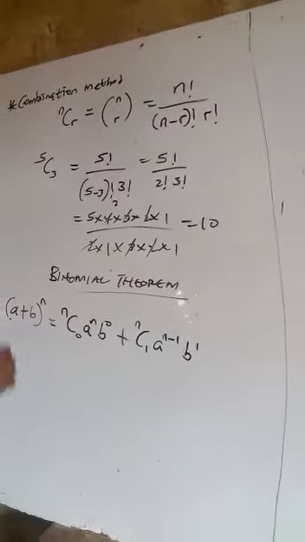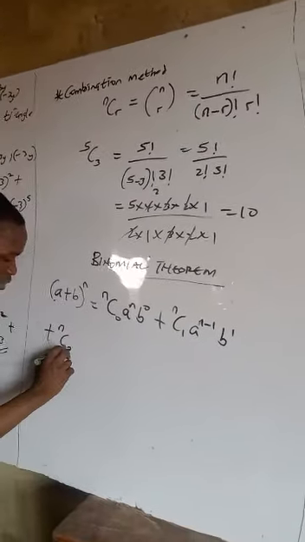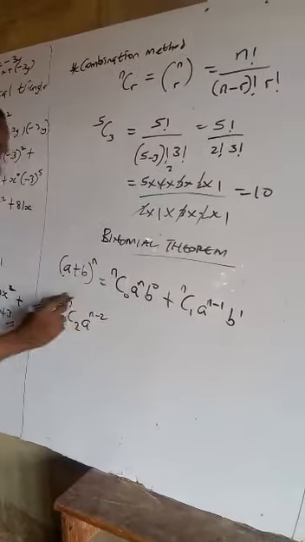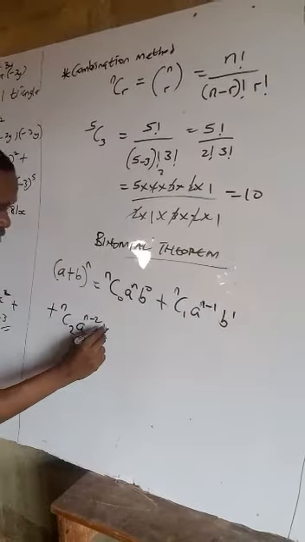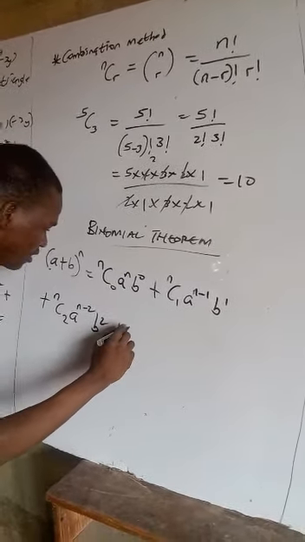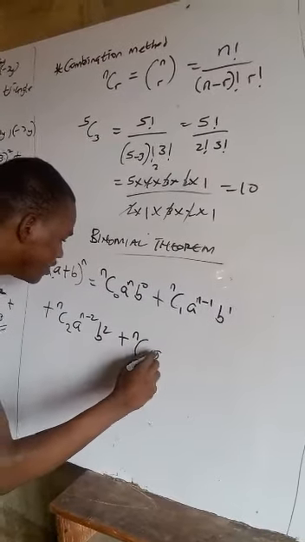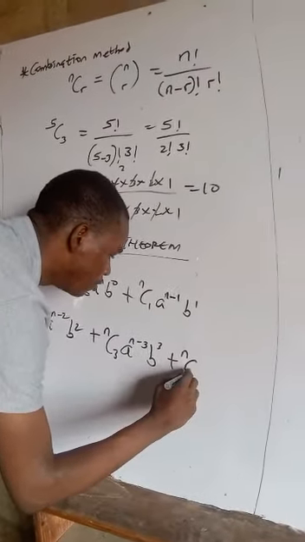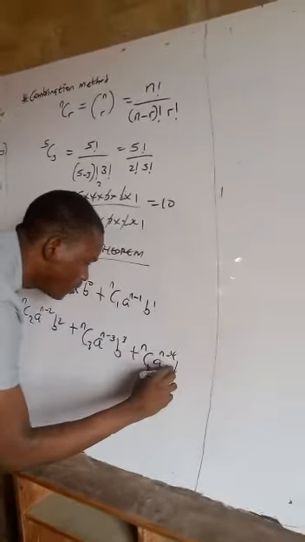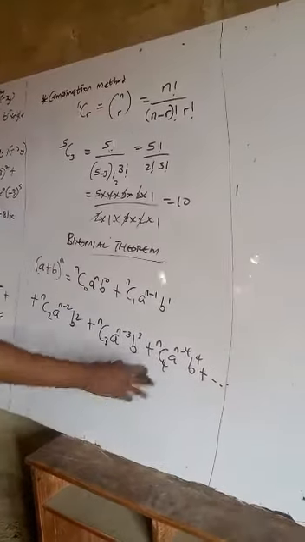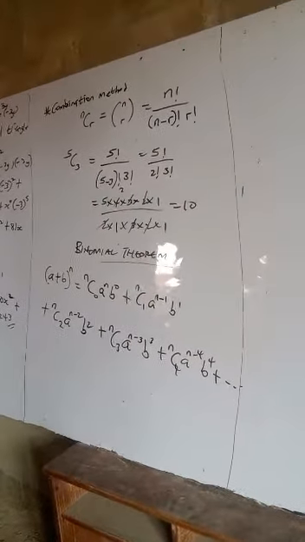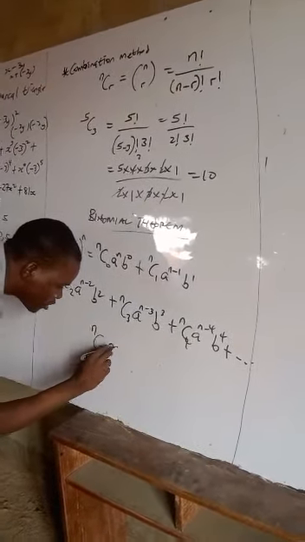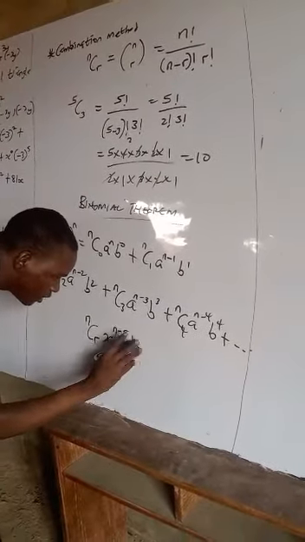b has already increased. Then plus n combination 2. That is the third term. a raised to power what? n minus 2, b raised to power 2, then plus n combination 3, a raised to power n minus 3, b raised to power 3, plus n combination 4, a raised to power n minus 4, b raised to power 4, plus dot dot dot. So that is how you continue like that. So the general formula actually is n combination r, a raised to power n minus r, b raised to power r.